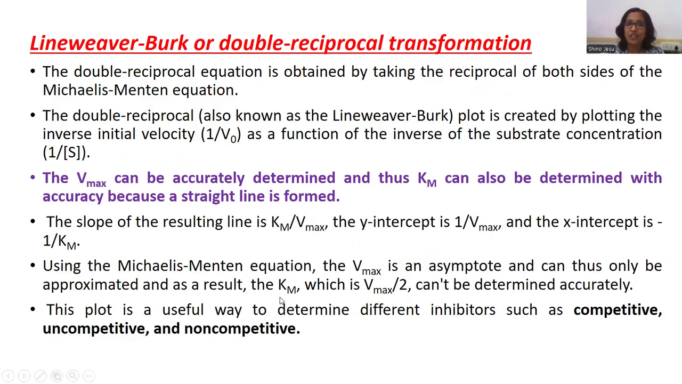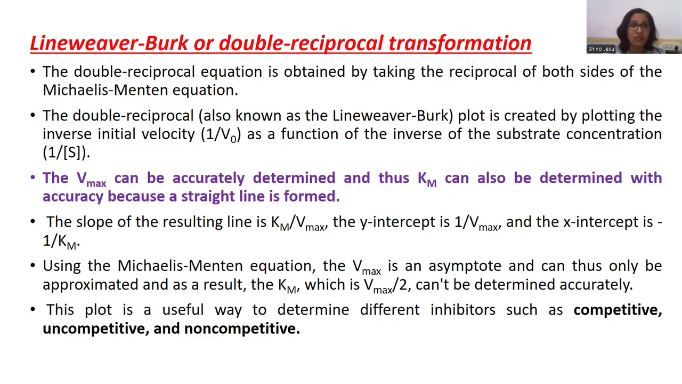So this equation is obtained by taking the reciprocal on both sides of the Michaelis-Menten equation. The double reciprocal, also known as the LB plot or the Lineweaver-Burk plot, is created by plotting the inverse initial velocity, that is 1 by V naught, as a function of the inverse of the substrate concentration, 1 by substrate concentration. The Vmax can be accurately determined, and the Km can also be determined with accuracy because a straight line is obtained.